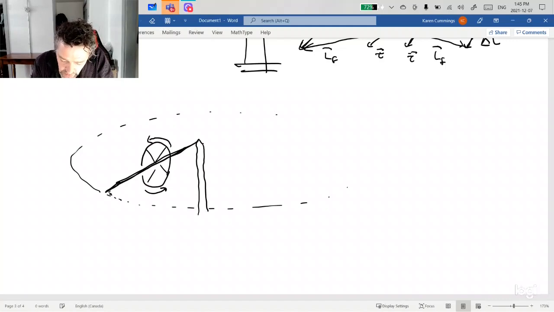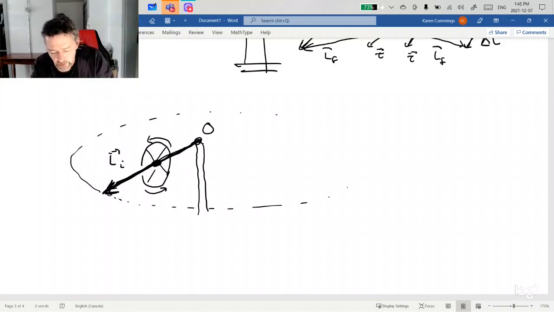So this is point O, and this is the center of mass of the wheel. Let's draw the angular momentum vector from O out to here. We'll just make it the same as the axle. So this is the initial angular momentum of that system. You have this axle just pointing horizontally, and the angular momentum is perfectly horizontal. And then you let go of this end.